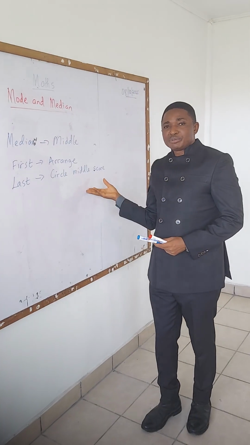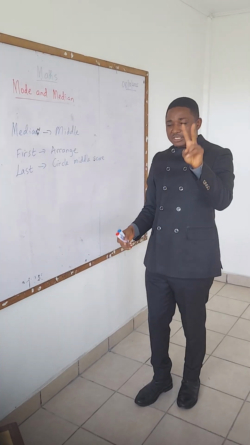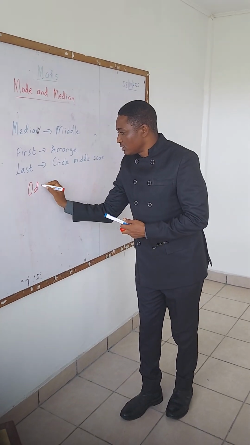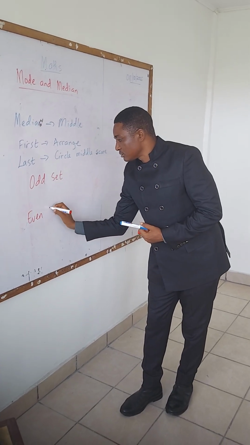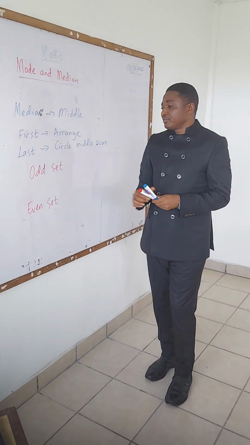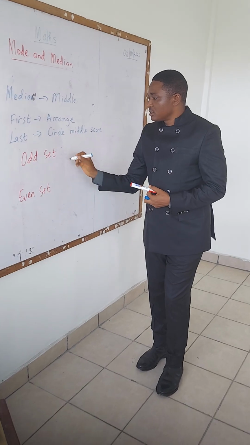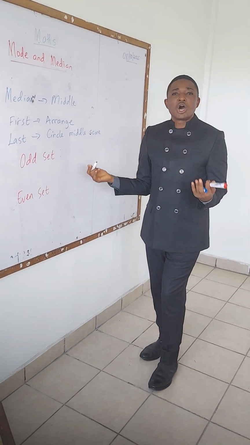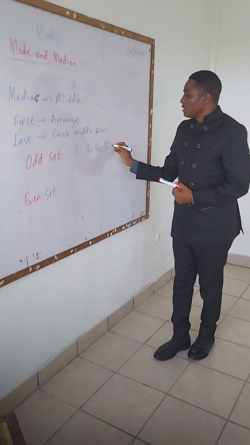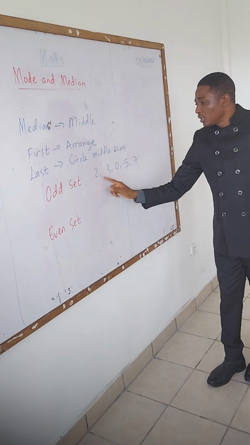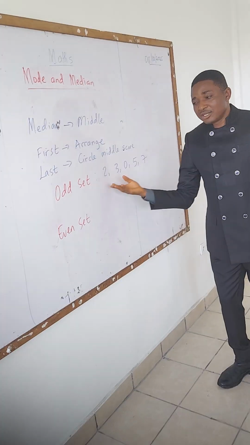Alright, now this is a general principle. So we have 2 kinds of data sets when we deal with median. First one, we have the odd set, and we have the even set. So in each case, you have 2 different ways to go about your median. So for odd set, what do we mean by odd set? It means the scores are an odd number. For instance, 2, 3, 0, 5, and 7, for example. So we have 1, 2, 3, 4, and 5, and 5 is odd. Okay, so that's an odd set.